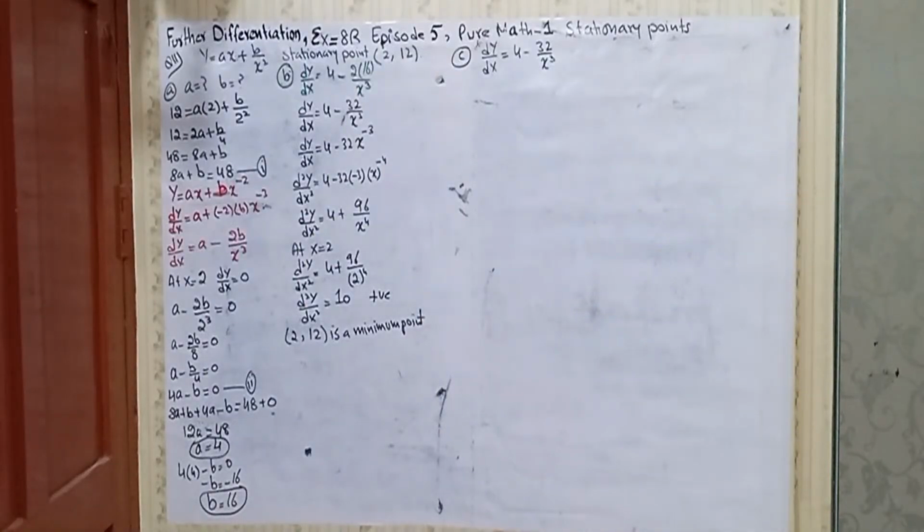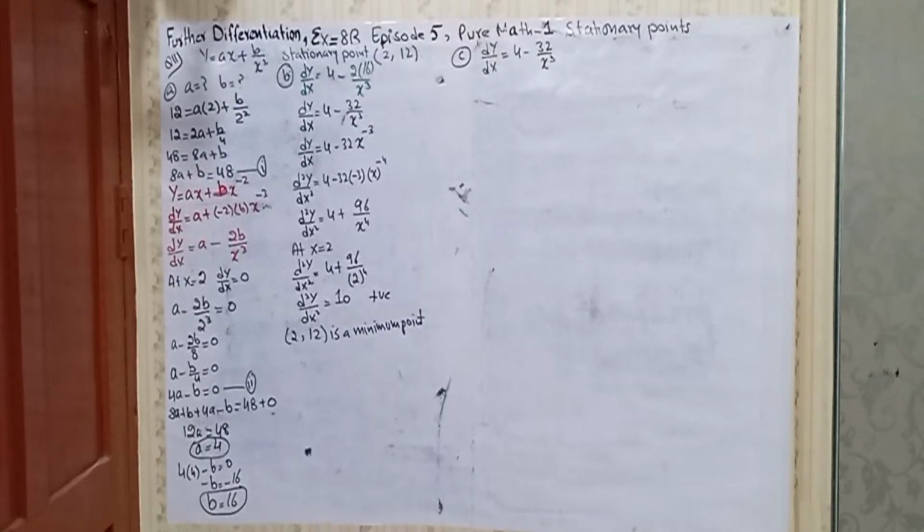So this is the minimum point, and here we have, he wants me to find the range of values of x for which the function (ax + b)/x² is decreasing.